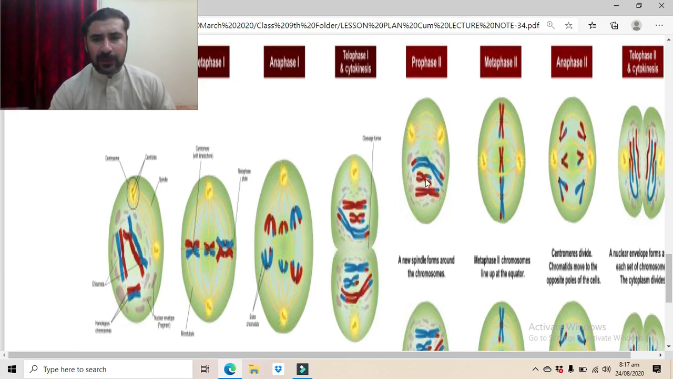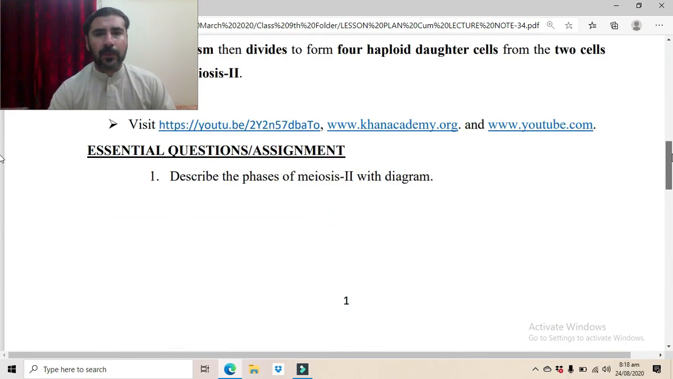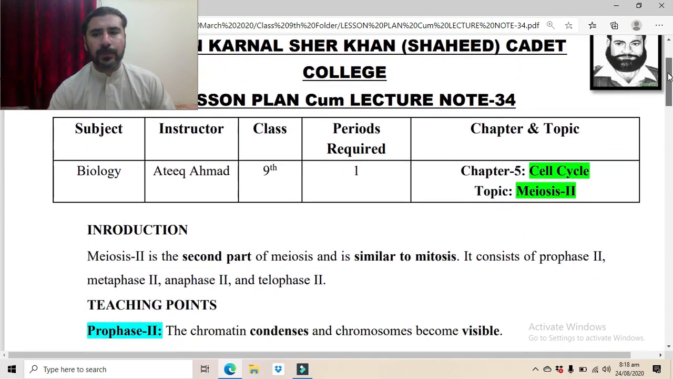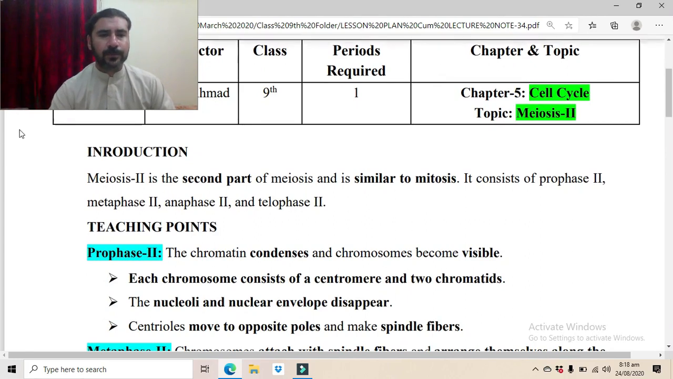This one cell will move this way, and this cell will move this way, and this cell will be divided into these two cells, and this cell will be divided into these two cells. So at the end of meiosis 2, four cells will be produced, and each cell will have half the number of chromosomes, half the number of chromatids basically. So that is known as a haploid cell. So we will move into the details of meiosis 2 now.